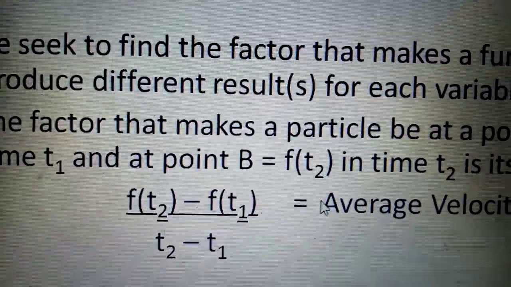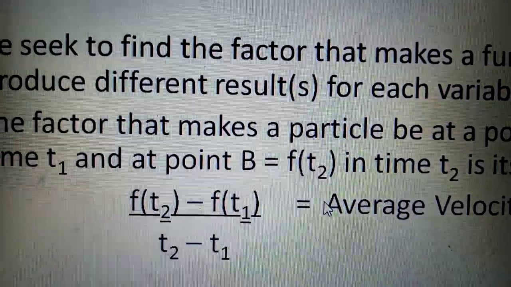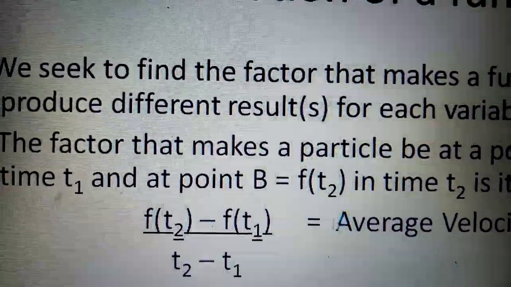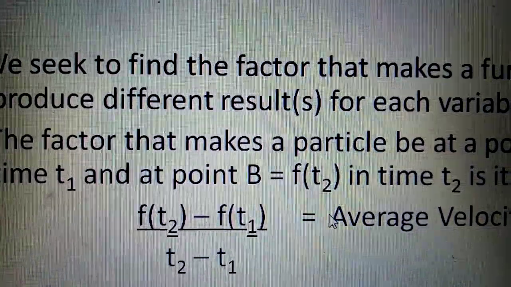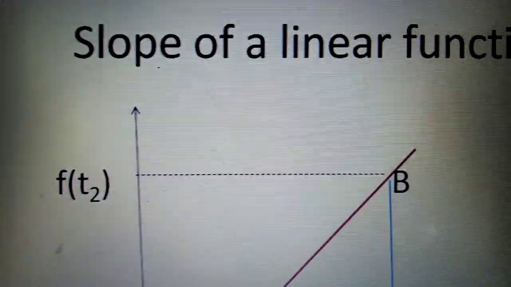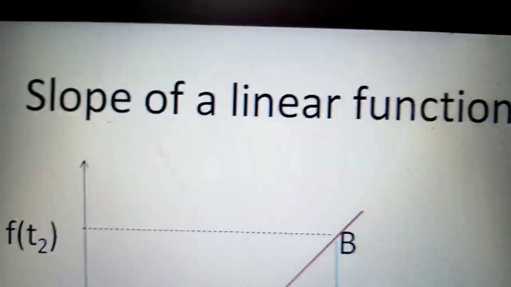So whenever we divide the change in the dependent variable by the change in the independent variable, we get the constant factor that is responsible for the change in the result of the function. We can illustrate this on a graph. It's also called the slope of the graph, so the slope of the function.